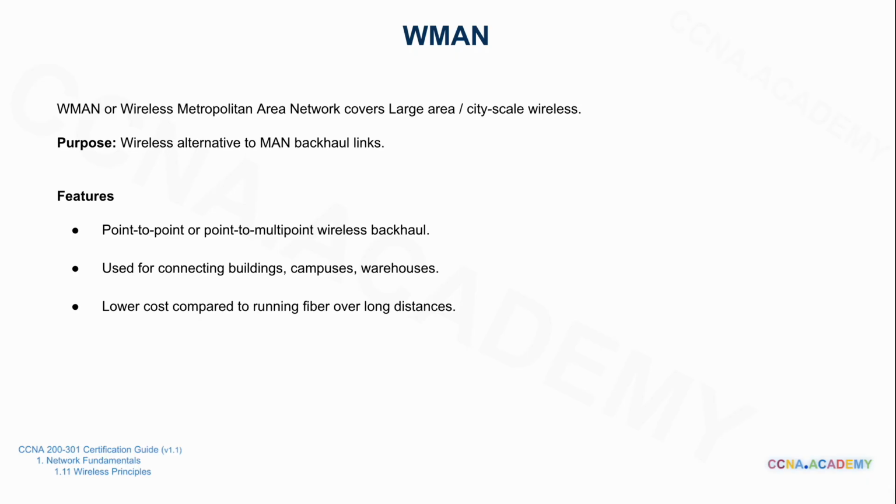A wireless metropolitan area network connects locations across wide areas such as cities or large campuses. These links often use point-to-point or point-to-multipoint antennas to bridge buildings where cabling isn't practical. Organizations choose WMAN technologies to connect warehouses, remote buildings, or outdoor spaces at lower cost than laying fiber. It's essentially wireless used as a metropolitan-scale backbone.